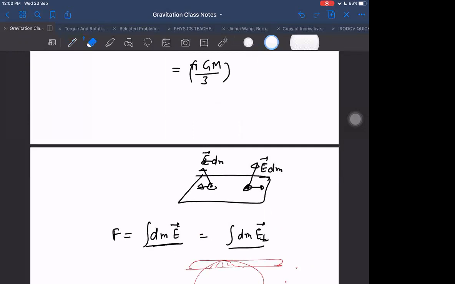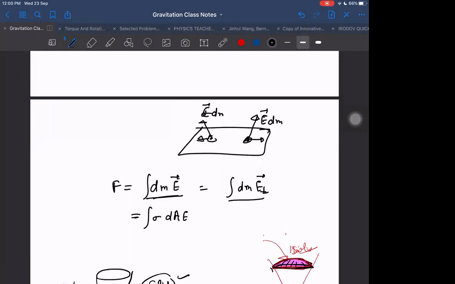First of all, dm into E will come out to be equal to dm into E perpendicular, G capital M by 3 into sigma into dA into E. And what is that now? Sigma into dA dot E, because it's perpendicular only. I have to take only that component which is in the perpendicular direction. Let this be the dA vector. I can take the component of E along dA. Then sigma into dA dot E. What is dA dot E here? Sigma is outside, and E dot dA is nothing but the net flux passing through this plate.